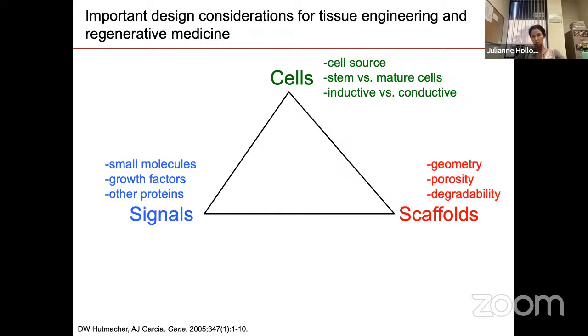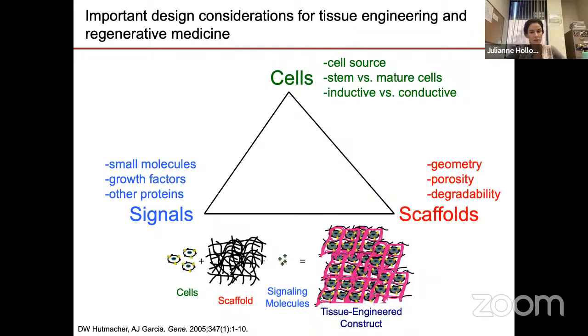And then you also have the scaffold. So this is the biomaterial that holds everything together. And here you can tailor a lot of different things, from geometry and porosity to not just the degradation kinetics, but also the mechanism of degradation, whether that's proteolytic degradation or hydrolytic degradation. And some combination of these three together creates the tissue engineered construct. My lab in particular has really focused on ways that we can design the scaffold so that it can better mimic the extracellular matrix within the tissue.